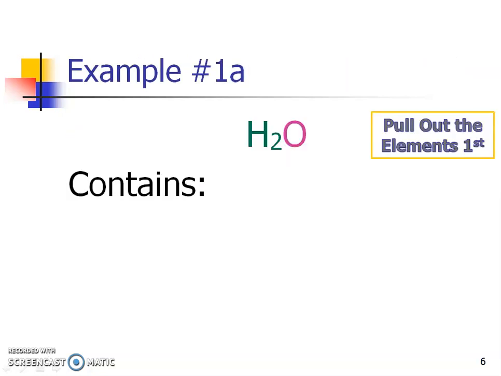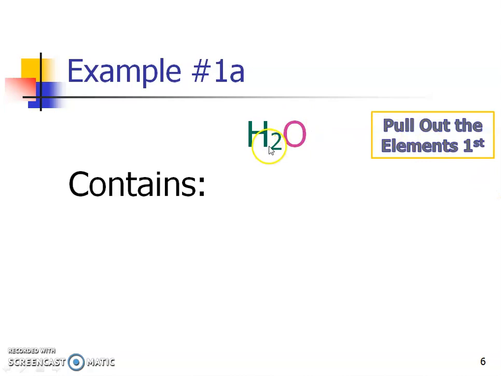So let's look at example 1A. And I'm going to say this again. You might want to wait to hear the whole spiel and then pause to write down the information. So the first thing I'm going to strongly suggest is pull out the elements. And the reason I'm going to suggest that is because I'm going to ask you to do that every time we balance a reaction. Pull out the elements first.